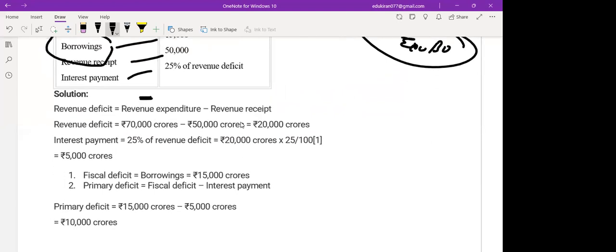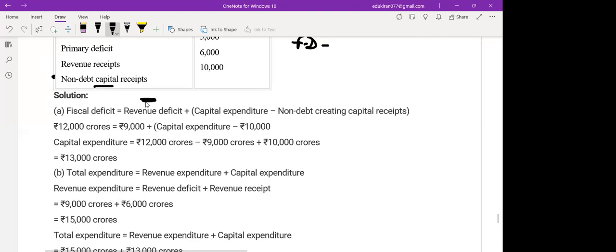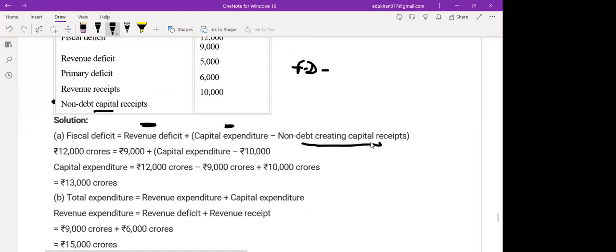Which question were we doing? Yeah, this. So revenue deficit is here, and capital expenditure is also there, but capital receipt is not there. So this is non-debt creating capital receipt. Clear? So this is a capital receipt. Revenue deficit is already given. That's why they have not mentioned the capital revenue and non-capital revenue like that. They have just mentioned revenue deficit, capital expenditure and non-debt creating capital receipt. Clear? Yes, ma'am.